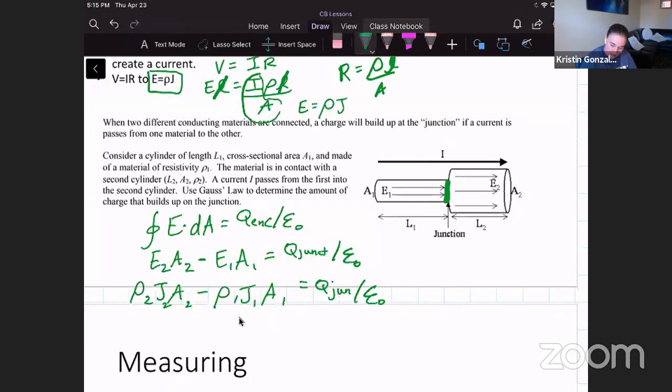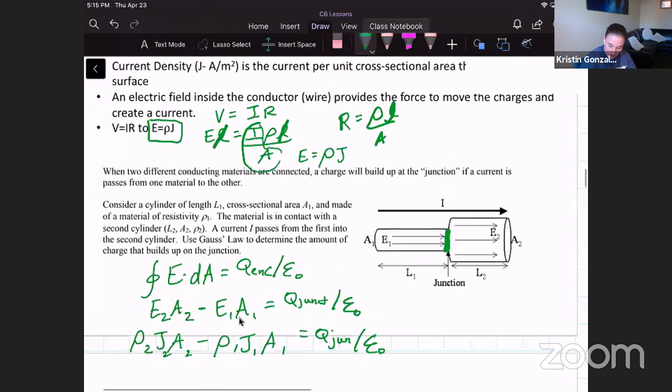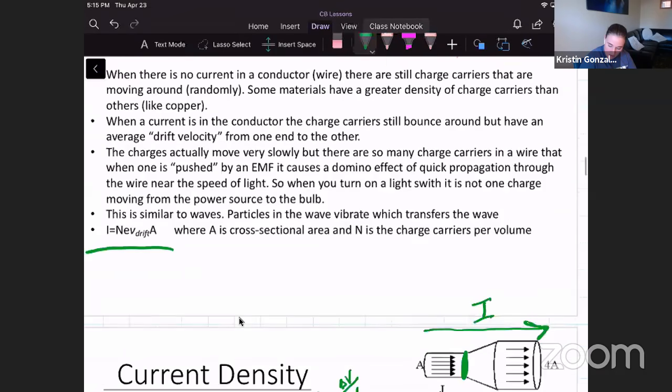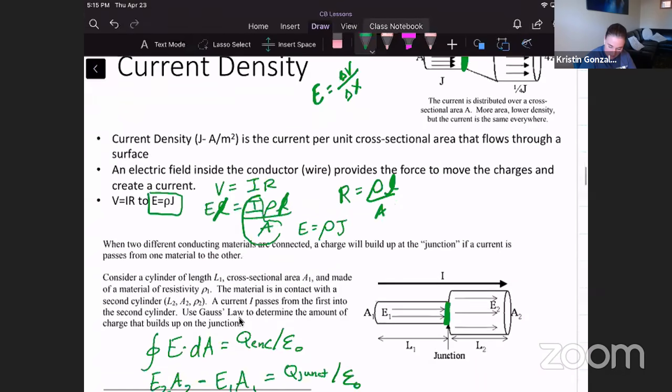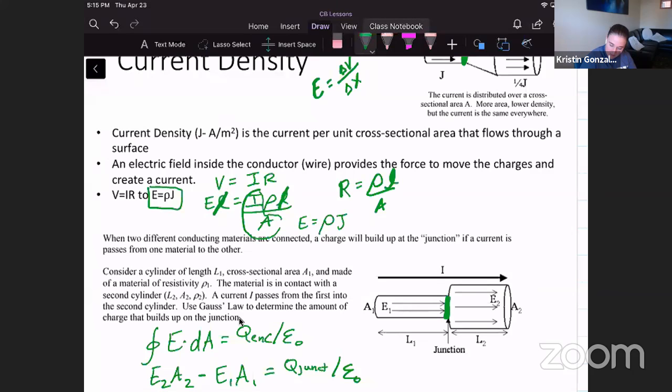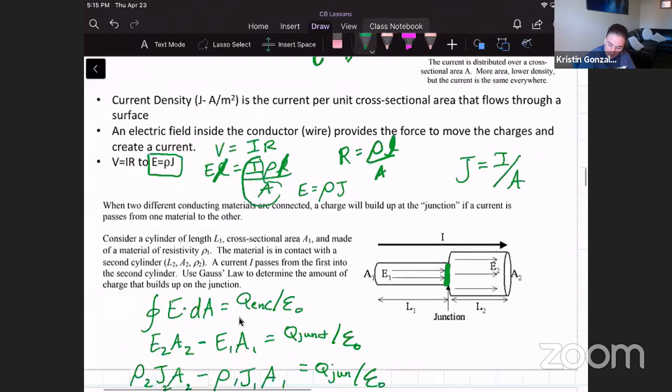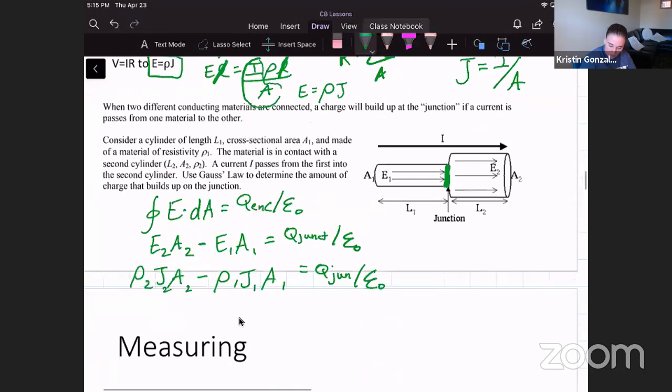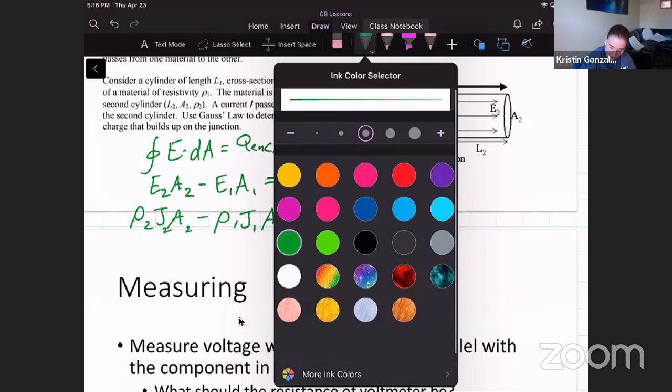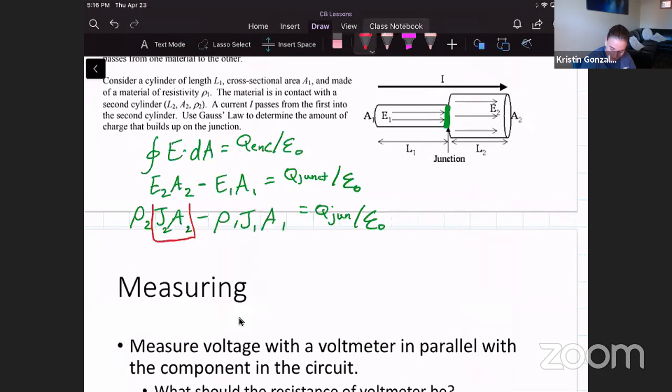Okay, but if we go back to our current density, J is equal to I over A. Well, here I've got J times A. So what's J times A? Well, that's going to be the current there. So I can say this is ρ2 I2 minus ρ1 I1 equals Q over epsilon naught.